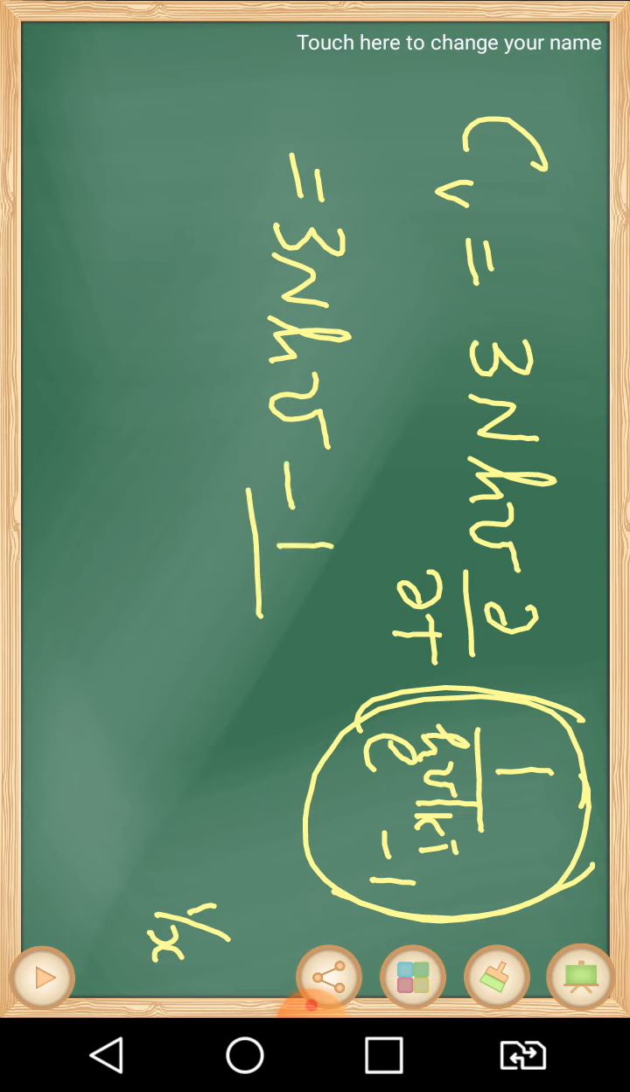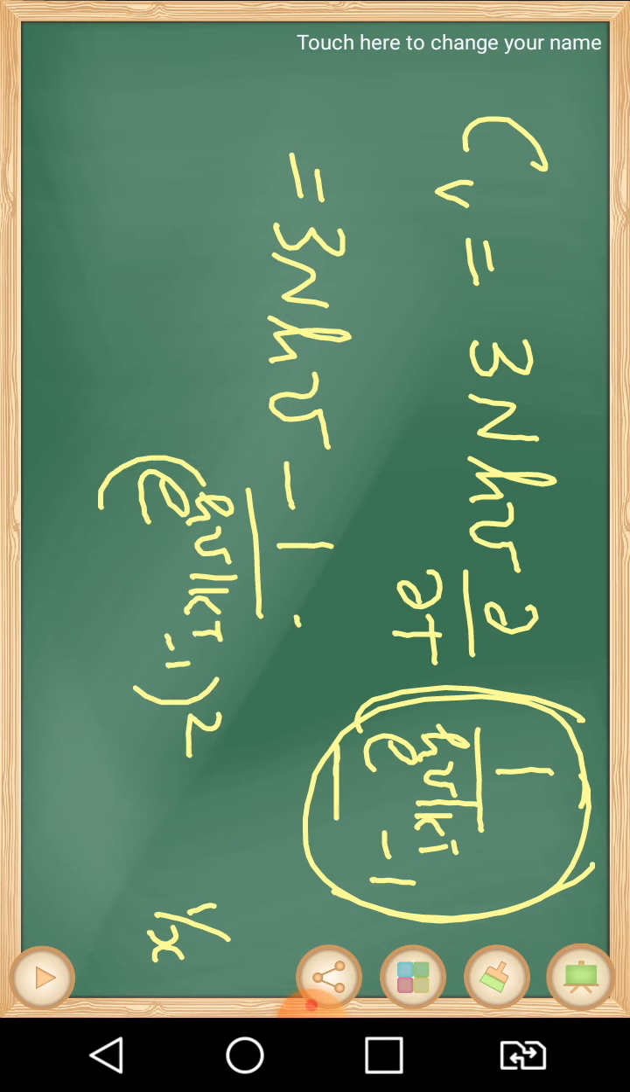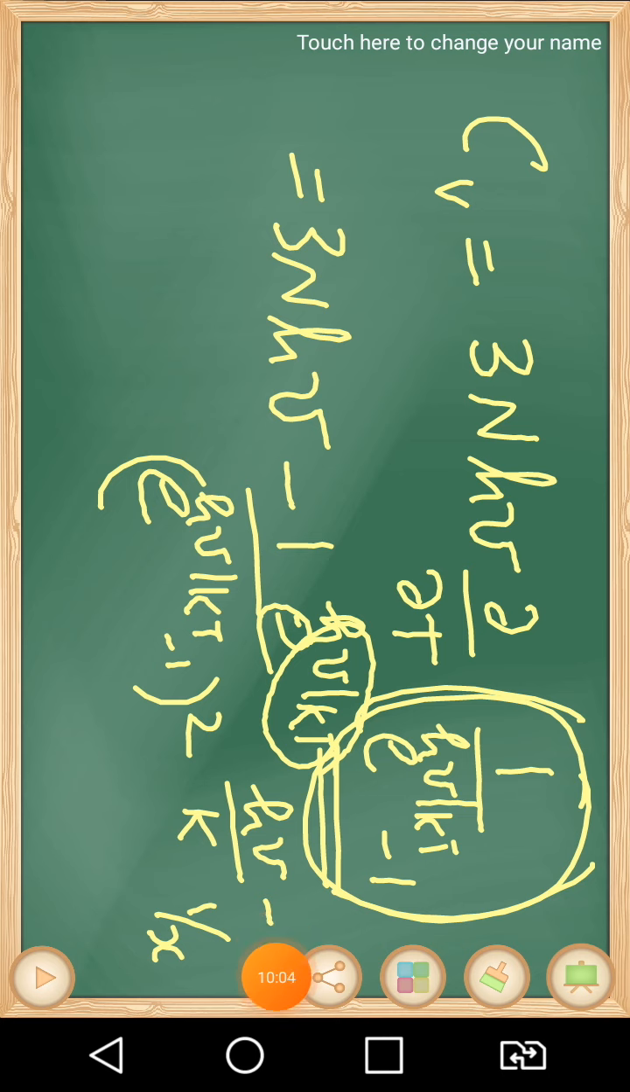മൈനസ് 1 by x സ്ക്വയർ. Like that, minus 1 by e raised to h nu by kT minus 1 the whole square into ഈ ടേമിൻ്റെ ഡിഫറൻഷ്യൽ. അല്ല, മൈനസ് 1ൻ്റെ ഡിഫറൻഷ്യൽ 0 ആണ്. e raised to h nu by kT ഡിഫറൻഷ്യൽ e raised to h nu by kT. Again multiply by the differential of h nu by kT. h nu by kT ഡിഫറൻഷ്യൽ എന്താണ്? h nu by k into 1 by T differential, that is minus 1 by T square.